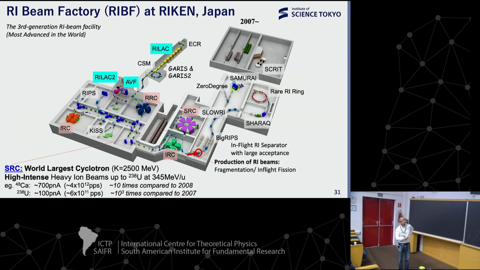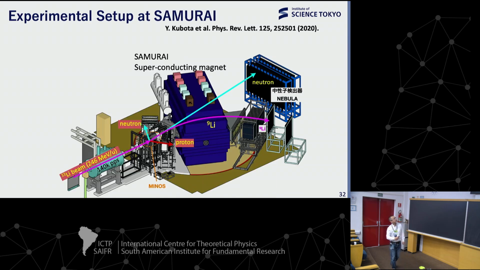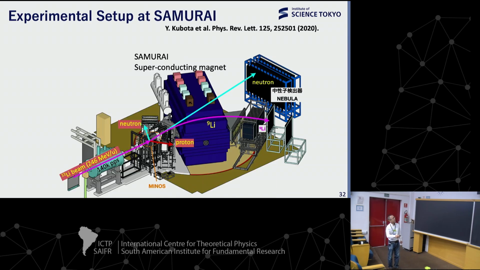And using these heavy ions, one can produce radioactive beams from here. In this particular experiment for lithium-11, we use calcium-48 beams to produce lithium-11. Ample intensity was obtained, and the measurement was done at the SAMURAI facility here. So this is the experimental setup at the SAMURAI facility. We use a lithium-11 beam at 246 MeV per nucleon, impinged on a liquid hydrogen target, a proton target here. And the neutron detectors are located here.